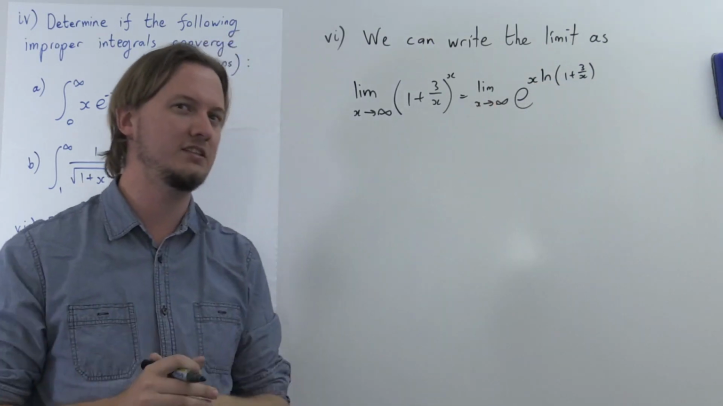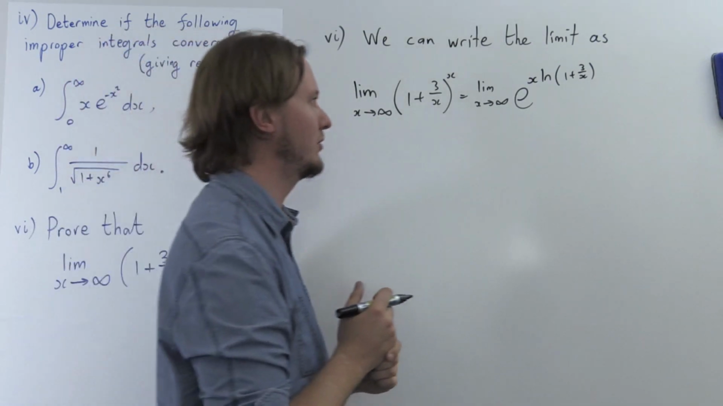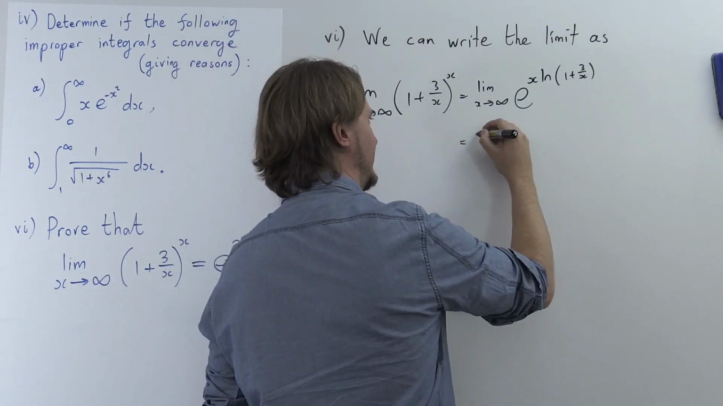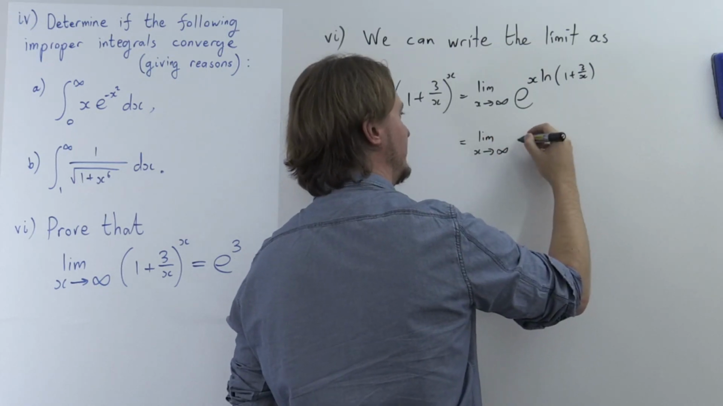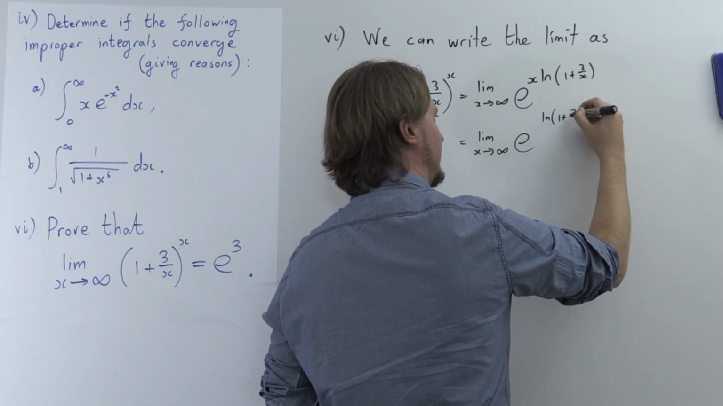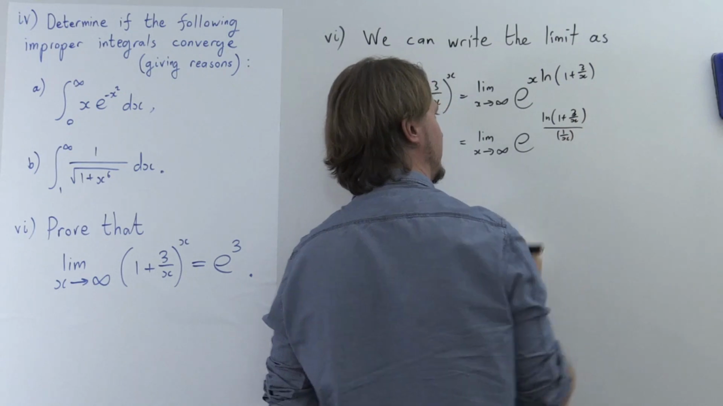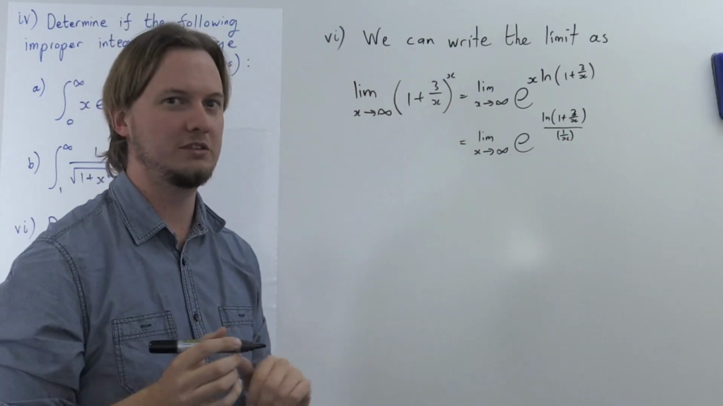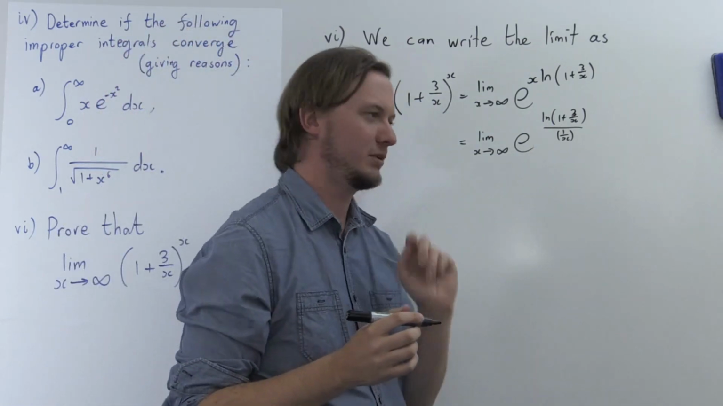This is one of the candidates for L'Hopital's rule, but you do need to do a little bit of work to rewrite this. If I want to rewrite this in a slightly different form, it's the limit as x goes to infinity of e to the log (1 plus 3 over x) over 1 over x. So I haven't changed anything. It's still the exact same problem, just written in different ways. But I think I can get a handle on this one using L'Hopital's.